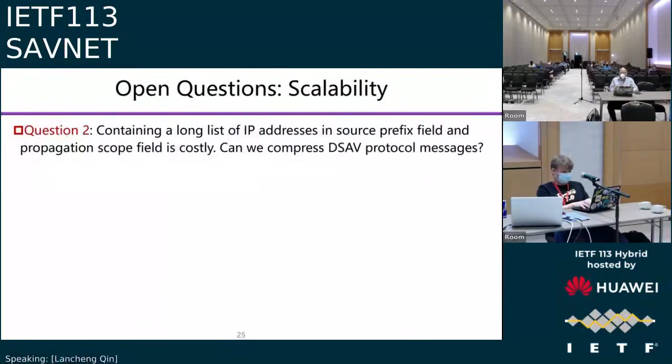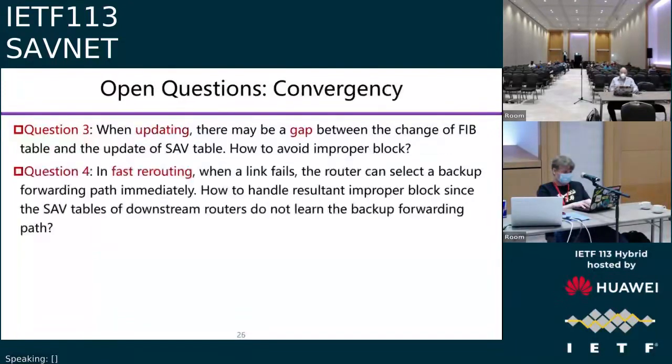For scalability, containing a long list of IP addresses in the source prefix field and propagation scope field is costly. Can we compress DSave protocol messages? For convergence, when updating, there may be a gap between the change of the FIB and the update of the SAV table. So how to avoid improper block in this time gap?